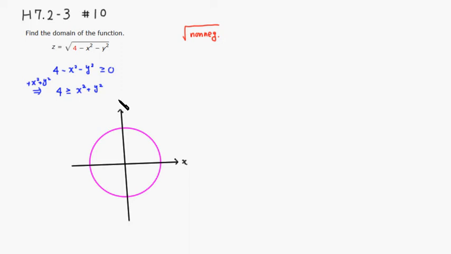All right, then you have the x-axis, y-axis, and the origin. We're talking about radius 2, since r squared is 4. So here is 2, negative 2 here, positive 2 here, and a negative 2 there. Since x squared plus y squared is less than or equal to 4, it's going to be the inside of that circle, including the circle itself. So that will be the domain of this function.